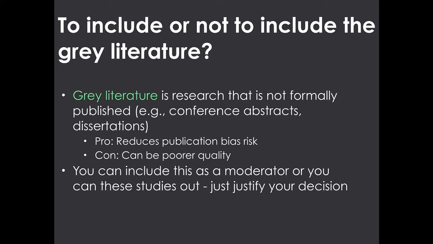The next question is whether to include the grey literature. Now, this is research which isn't formally published, like conference abstracts or dissertations. An advantage of including the grey literature is that it reduces publication bias risk, which is the idea that people are less likely to publish their papers if they didn't get a significant result. But a disadvantage is that quite often these conference abstracts or dissertations can be of poorer quality compared to peer-reviewed papers. One option is actually including the status of whether it's from the grey literature as a moderator. You just need to make sure that you justify your decision.